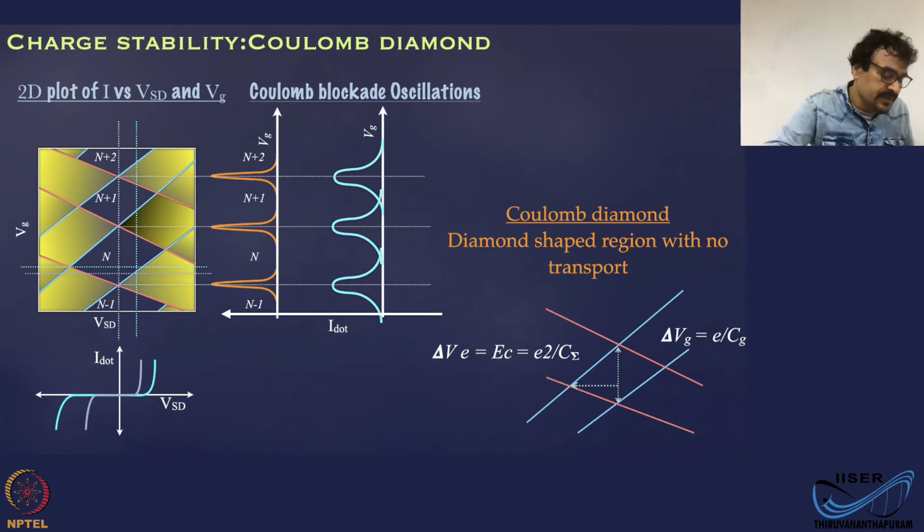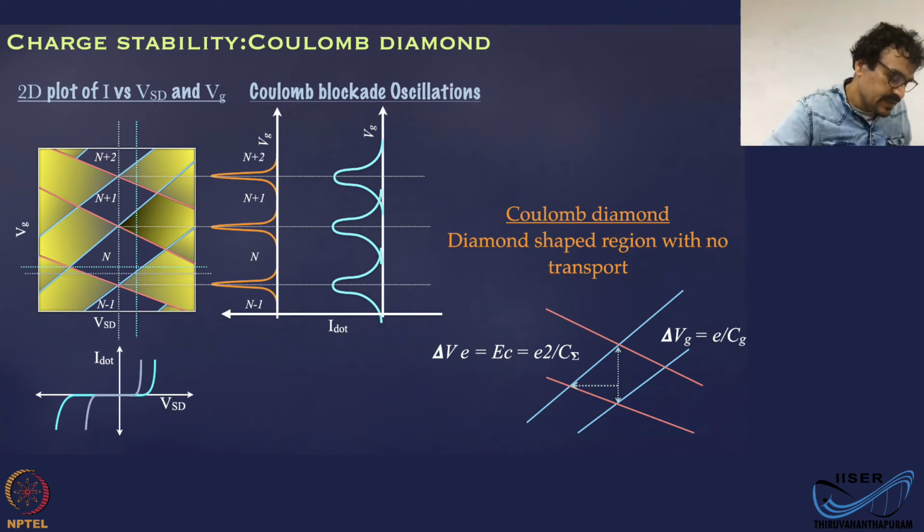So what we have is regions with no current, which are diamond shaped. Diamond-shaped regions of no current flowing through. That is why it is called Coulomb diamond. This plot is called the Coulomb diamond plot. Let us analyze this plot in a little more detail by taking slices through it.